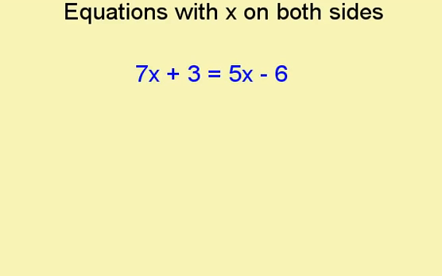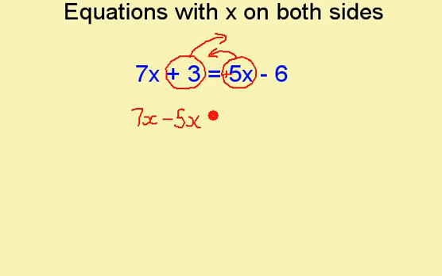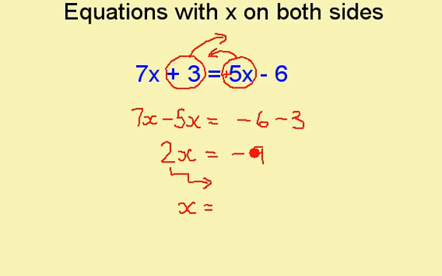Say to yourself, where are the most x's? They're on the left. So the x's need to float and ping to the left, and the numbers need to float and ping to the right. This gives me 7x. That's a plus 5x, so it's going to become minus 5x when it float and pings. And this minus 6 is still here, but I've now got plus 3, which float and pings to become minus 3. 7x minus 5x is 2x. Minus 6 minus 3 is minus 9. Now the 2 goes down the escalator, so I've got x equals minus 9 over 2, which is minus 4.5.